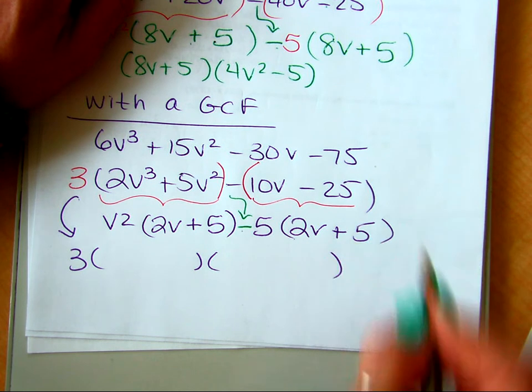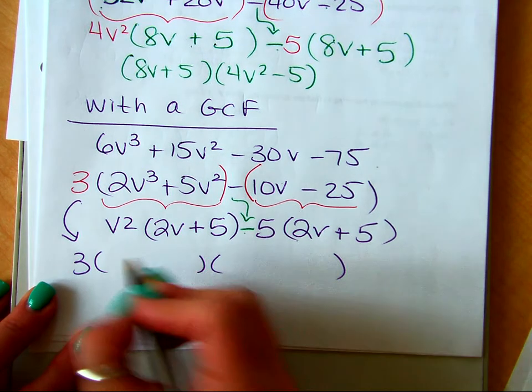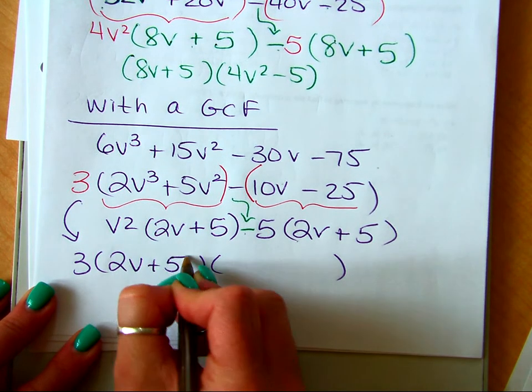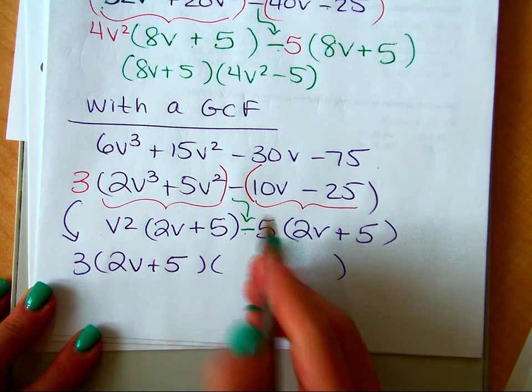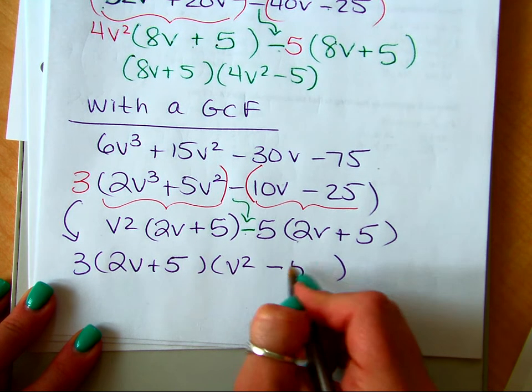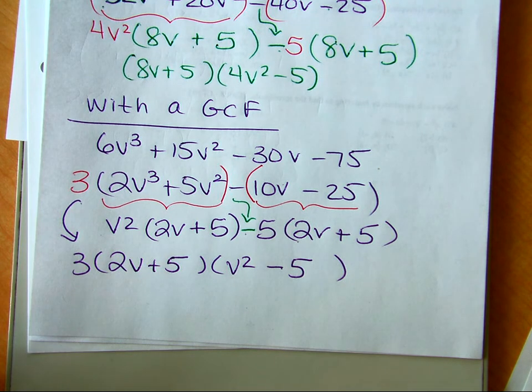And because I already put my GCF down as part of my answer, I don't have to worry about forgetting it. And so now what's the GCF here? 2v plus 5, and then what's the leftover? V squared minus 5. That is your answer with 3 being a part of it. So, that's option 1. Get the GCF out of the way right from the get-go.